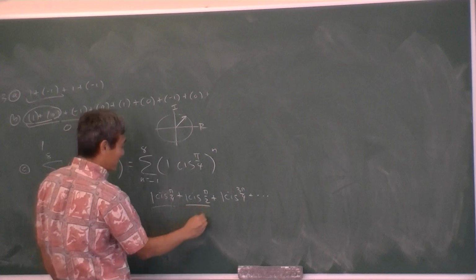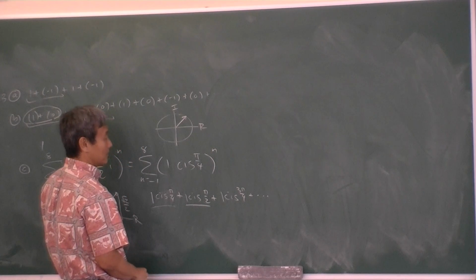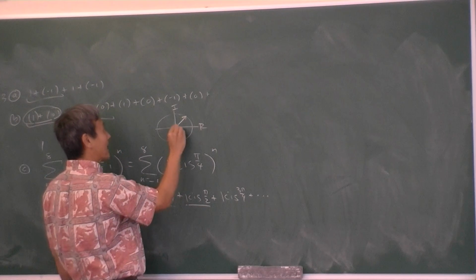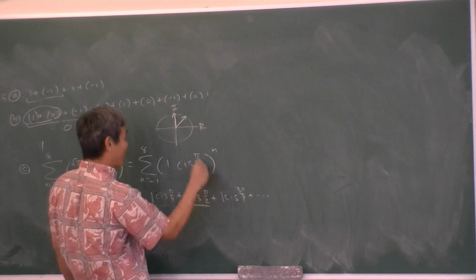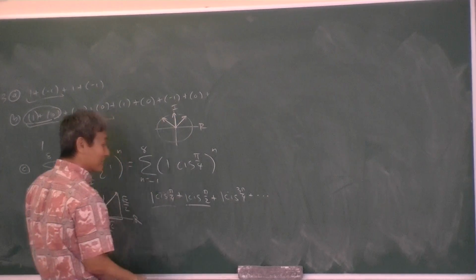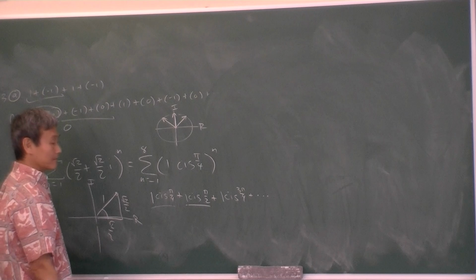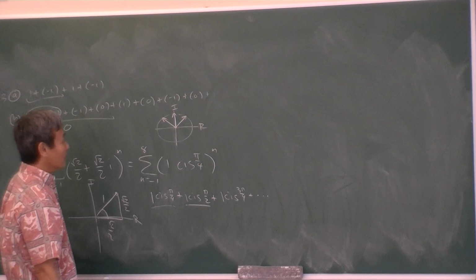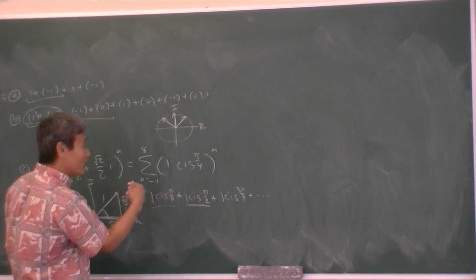How do you draw this vector? 1 unit long, making an angle of pi over 2. How do you draw this vector? I see a pattern! What's the pattern? I don't know. Every 45 degrees you get a new one.